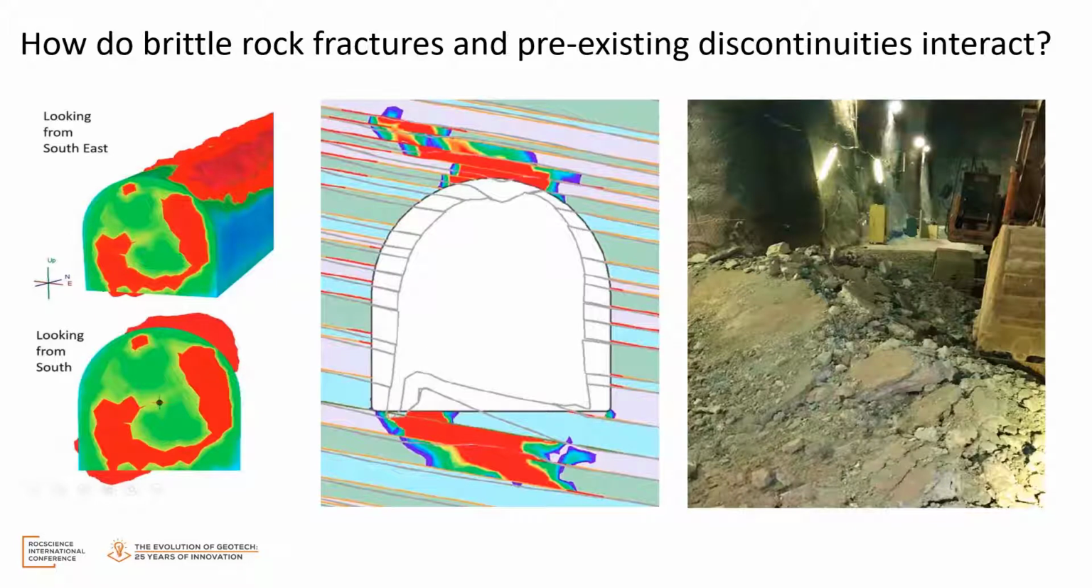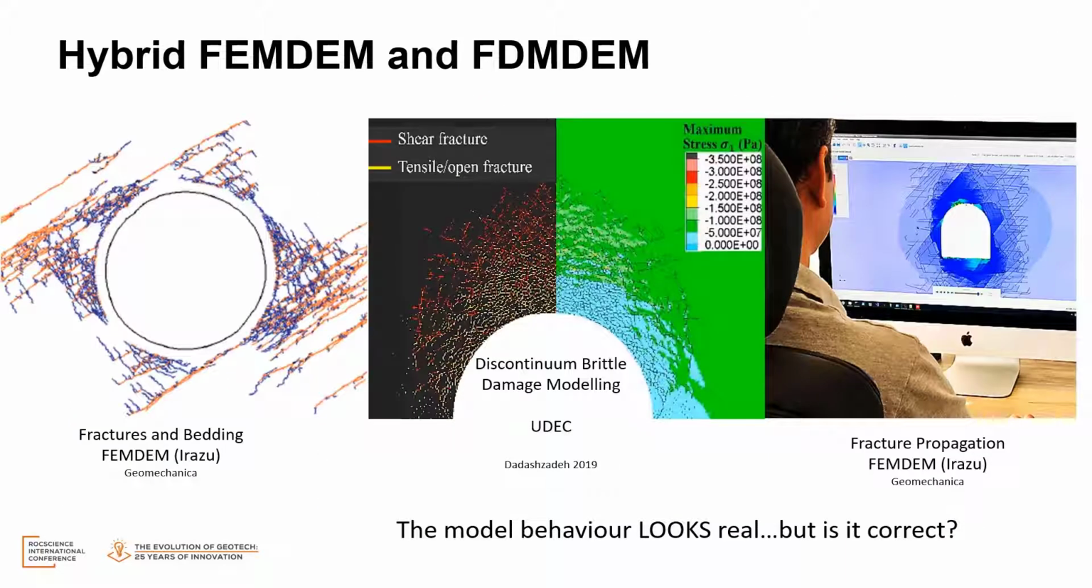In my own work, I've used discontinuum tools to examine how brittle rock fracture processes and pre-existing discontinuities, be they bedding or joints, interact to create very large-scale and anomalous failure modes. In this case, brittle fracture interacting with unfavorable bedding planes, in this case volcanic bedding, to create a very localized but very aggressive floor heave. Now we have very sophisticated hybrid tools, if you will. And I've got a couple examples here of FEMDEM from Geomechanica and U of T, and UDEC from Itasca, looking at how rock fractures move up into the rock mass and interact.